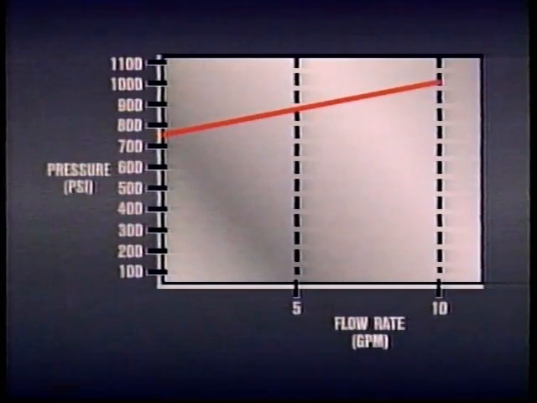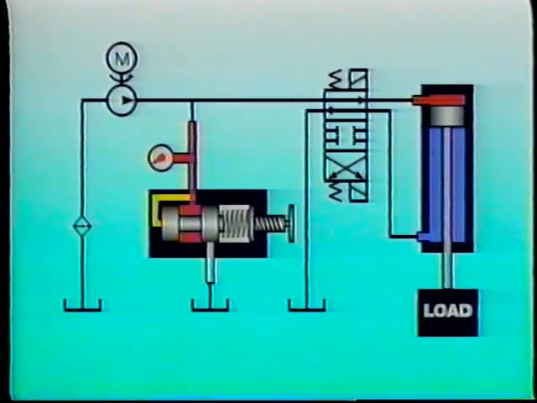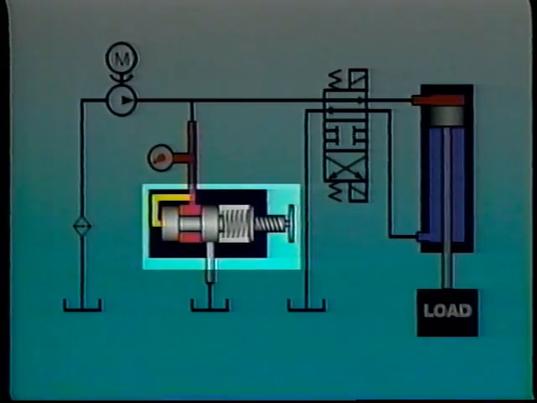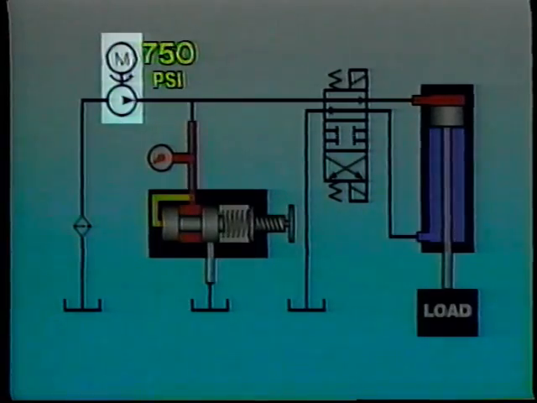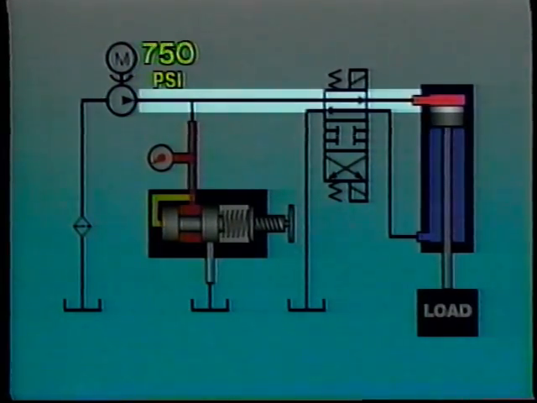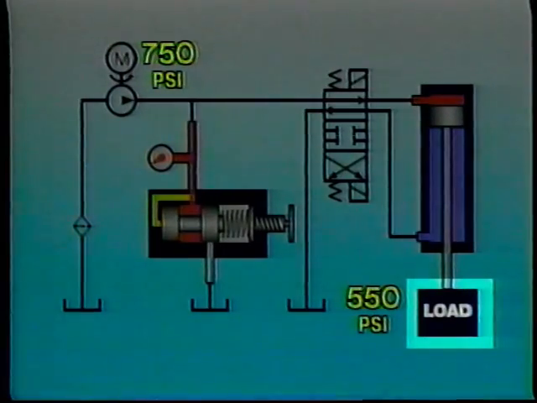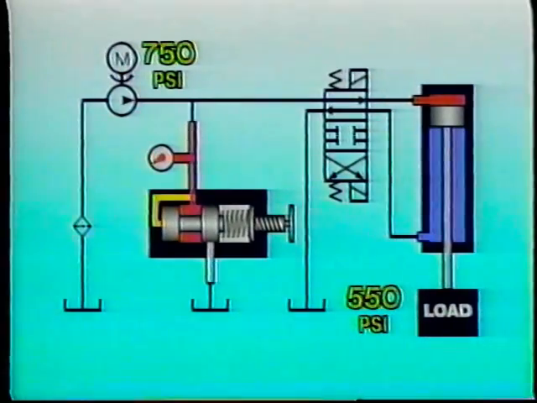Therefore, the cracking pressure of a relief valve must be taken into account when a particular flow rate is important to the proper operation of a system. For example, the relief valve in this system is set to open at 1,000 psi. The pump develops 750 psi to deliver a flow of 10 GPM to the cylinder. 550 psi is needed to move the load, and another 200 psi is needed to overcome the resistance of the fluid in the system. As long as the system pressure remains below the relief valve's cracking pressure of 800 psi, the system works well.